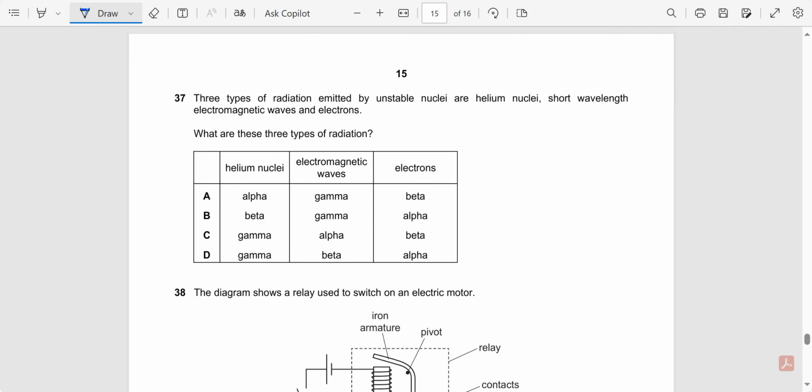Three types of radiation emitted by unstable nuclei are helium nuclei, short wavelength electromagnetic waves, and electrons. What are the types? So alpha is a helium nucleus, electromagnetic waves is gamma, and electron is beta, so that's A.